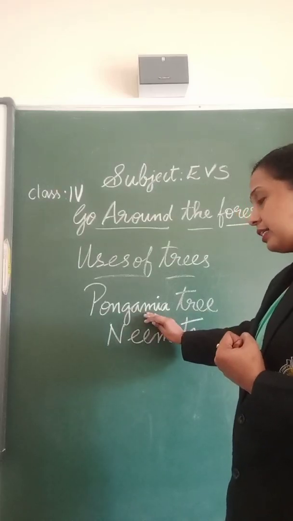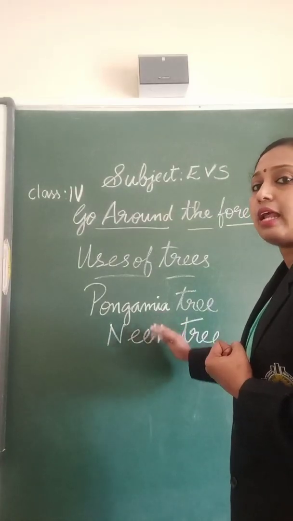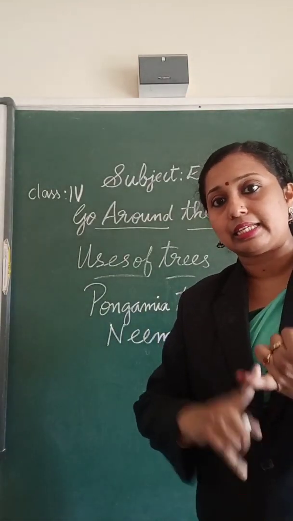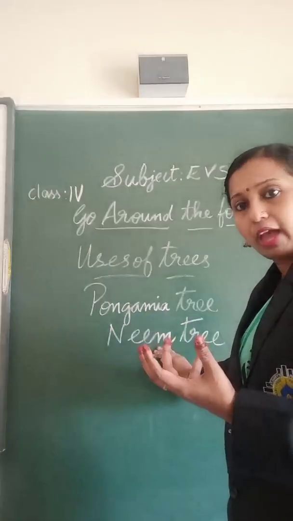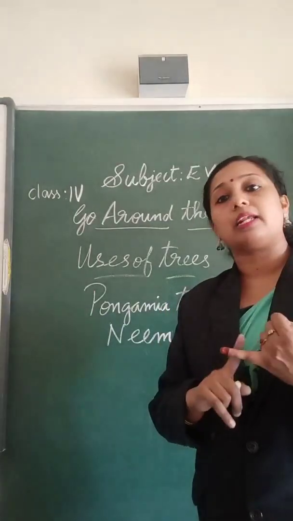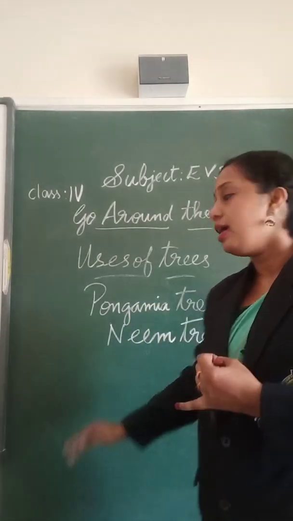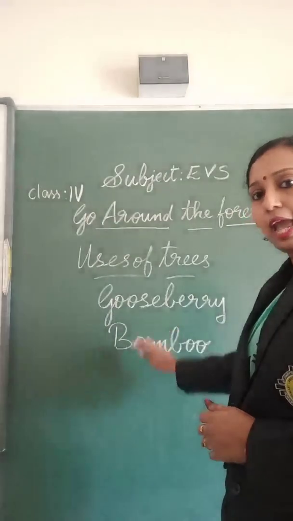So next is the Pongamia tree and the neem tree. Both are of medicinal value. Pongamia is used for the treatment of skin diseases and ulcer. In the same way, neem is also of medicinal value, and it is also used as an insect repellent. In order to kill or trap the insects, we use the neem trees.